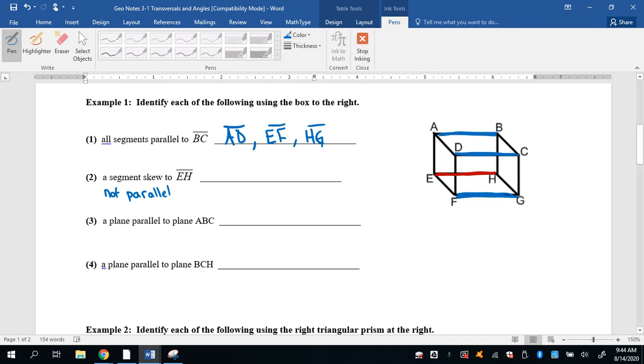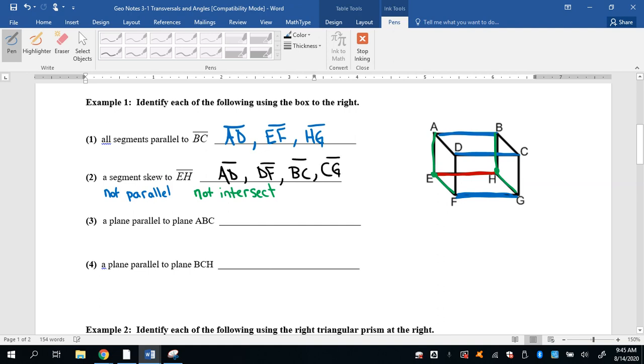Also, if it's skew, it cannot intersect. So I am going to label all of the lines that intersect line segment EH. That means they would have to touch E or H. So EF, EA, HB, and HG. The remaining unmarked or uncolored line segments are those skew. So line segment AD, line segment DF, line segment BC, and line segment CG.